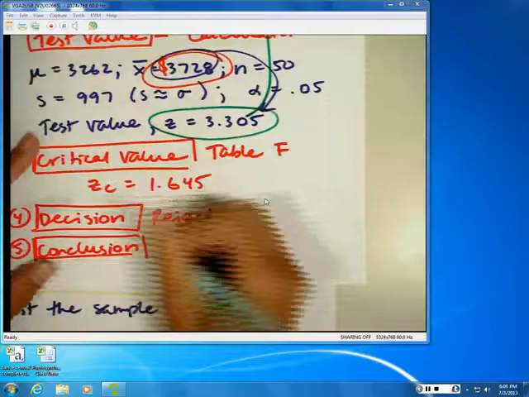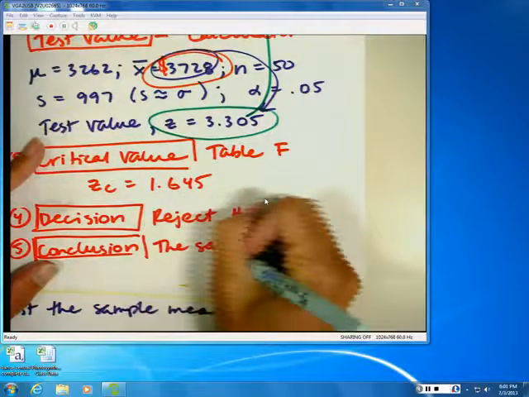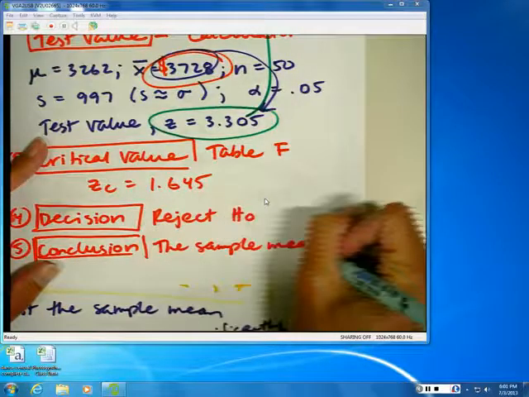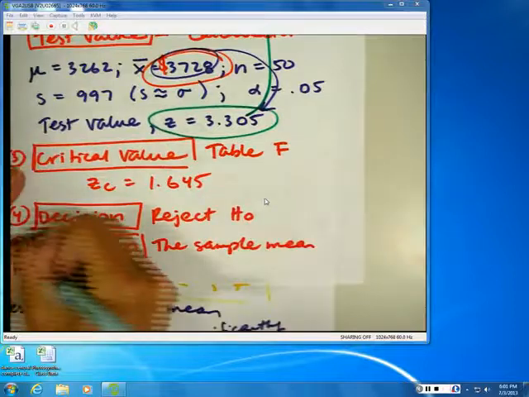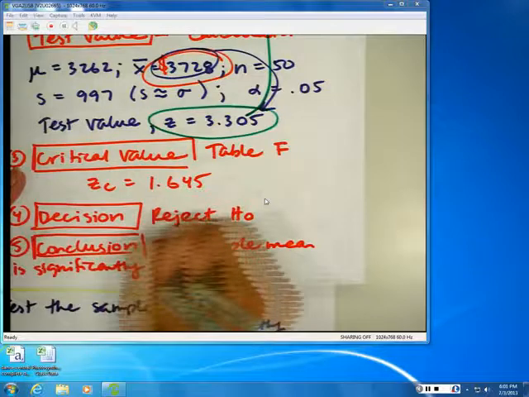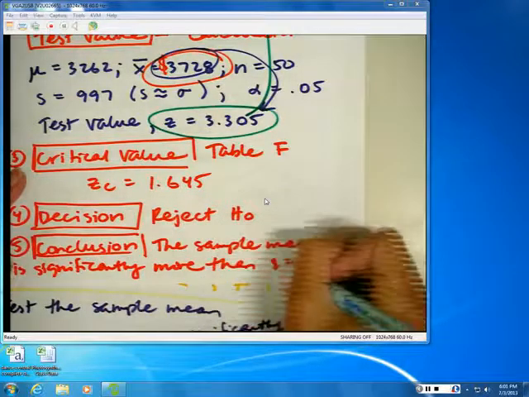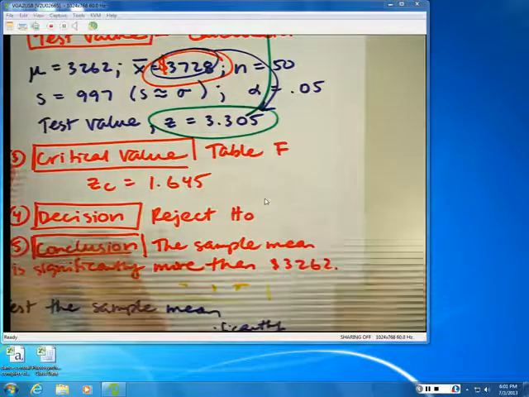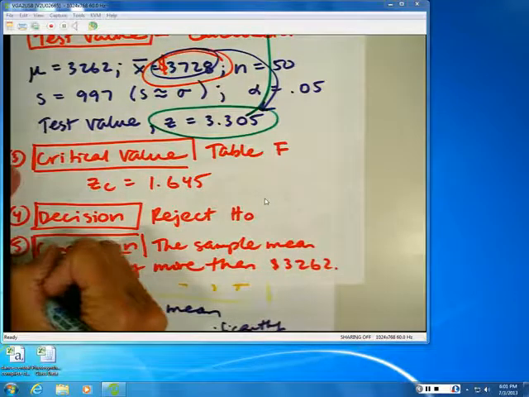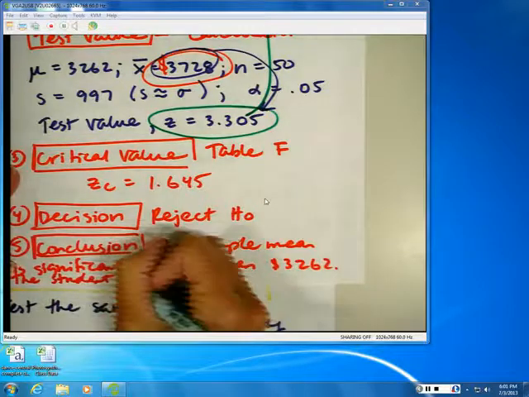So my conclusion is that the sample mean is significantly more than, what was that, 3262? And you can also say the student senate, I'm out of paper here, but the student senate is correct.